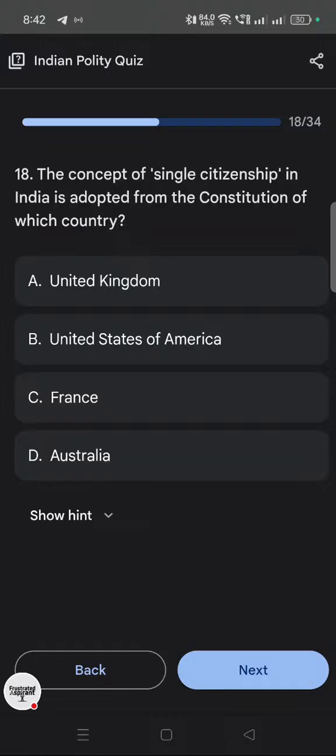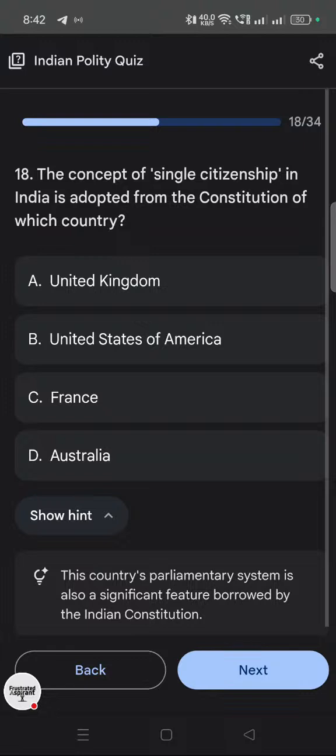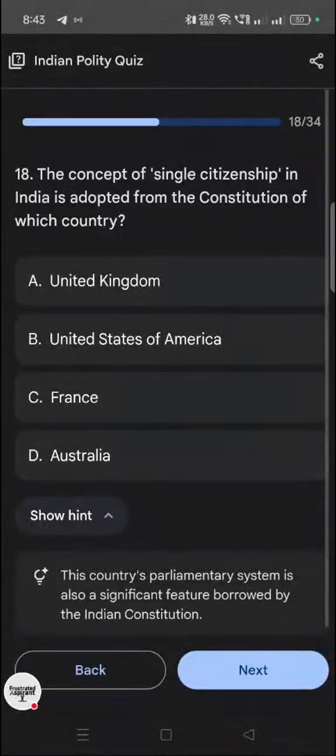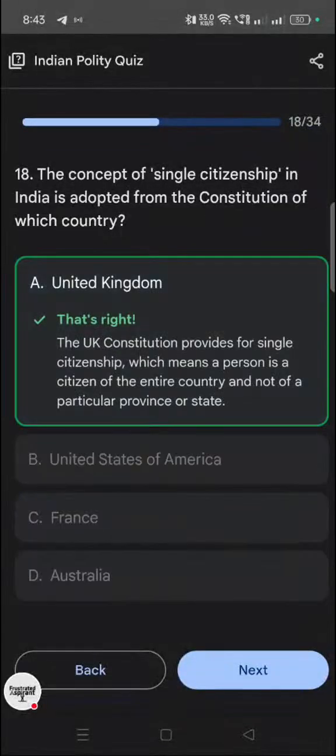The concept of single citizenship in India is adopted from the constitution of which country? USA does not have single citizenship; France, Australia, UK. The UK constitution provides for a single citizenship, which means a person is a citizen of the entire country, not of a province or state.